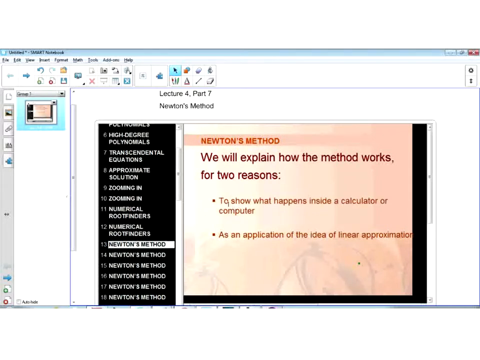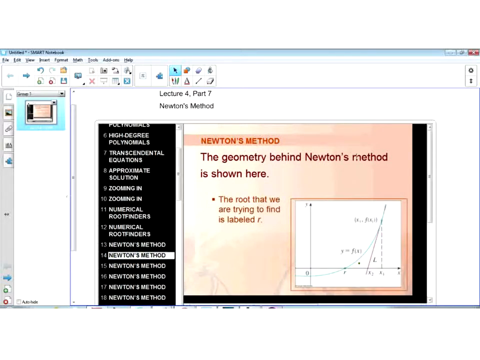Newton's method is generally the way that calculators implement root finding techniques, and it's an application of the idea of linear approximation. So how does Newton's method work? It's a geometric argument. Suppose we're given a graph of an arbitrary function, which is shown in blue right here, and we label it y equals f of x, as shown here.